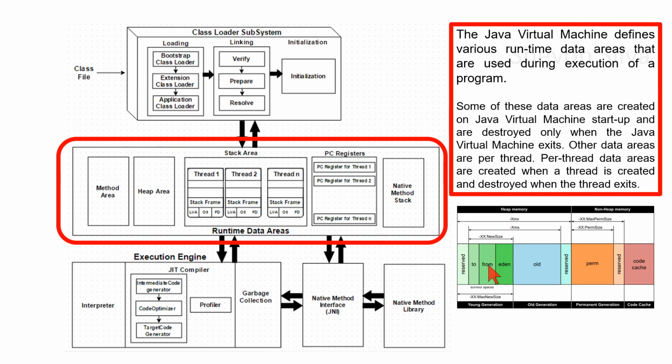In this diagram you can see heap memory and parameters like Xms, and likewise. You can see here young generation and old generation in heap memory, with sections like To, From, and Eden, Old, and here non-heap memory with permanent generation and code cache. This is about these different data areas.